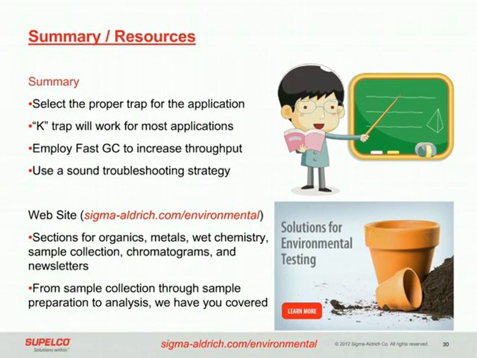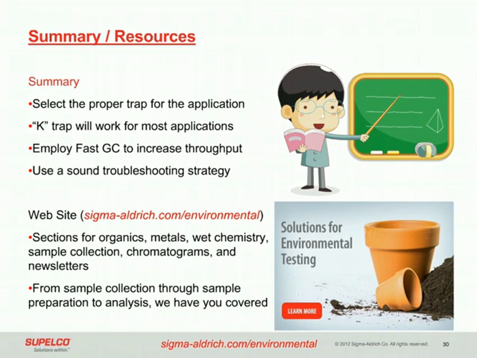So, quick summary, we recommend selecting the proper trap for the application. Again, if you can dedicate an instrument or system for some of those other methods like the medium level soils or BTEX, that'll allow you to get faster throughput. If not, the K-trap will work for most applications. Employ fast GC to increase throughput. It's well worth the time taking the method development; taking the week or so and setting that up will give you much, much faster throughput. And also we recommend using a sound troubleshooting strategy.